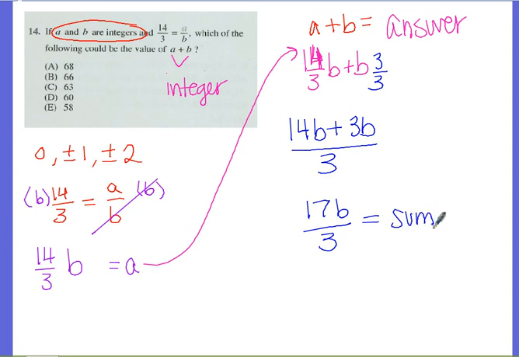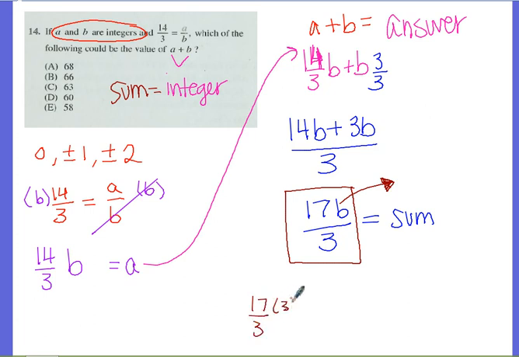Now what's interesting is, number one, remember we said that the answer, the sum, has to be an integer. So that means that somehow, some way, this can't be a fraction when I'm all done. What that tells me is the numbers that I can put in for B have to be multiples of 3. Why? Because when I do 17/3 times 3, that's what cancels that denominator. Okay? So I'm not really solving for B. I'm solving for the sum. So 17 would be a sum.